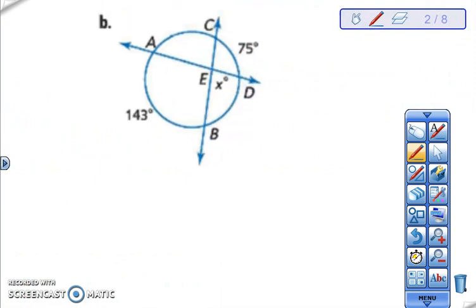Part B, again we're looking for X, so this time we're looking for the angle at point E. If we trace the angle, we notice that it intercepts arc BD, and its vertical pair angle intersects arc AC. Unfortunately, neither of those are filled in. However, we do know the values of arc CD and arc AB.